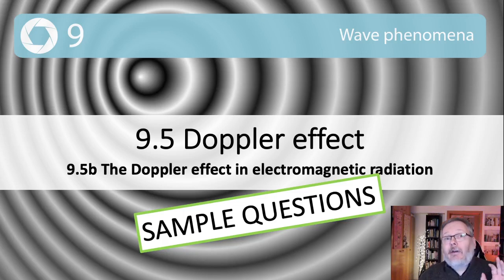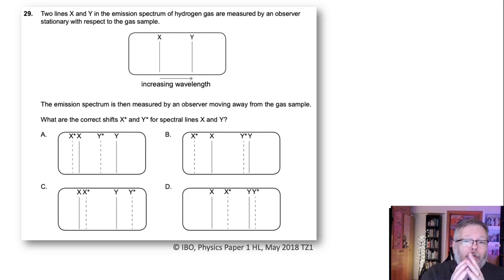Okay, so the very, very last part of this topic will be to look at a couple of past paper questions from the IB. As normal, we'll look at one multiple choice and one short answer. So the multiple choice question from the May 2018 paper is one about a gas sample and the emission spectrum.